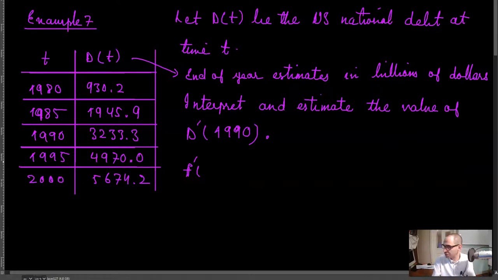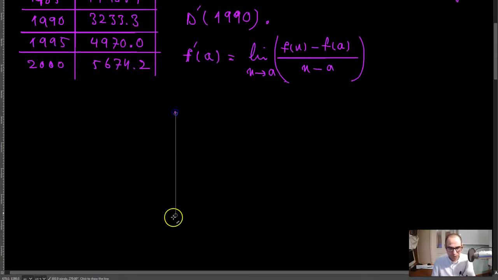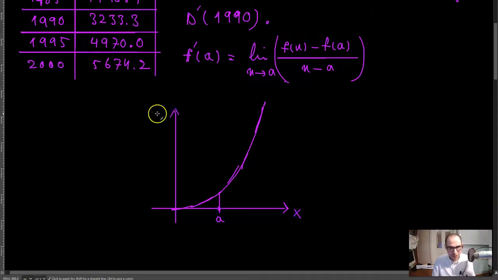of a, using the equation over here, equation number 5, if I'm not mistaken. We said that f prime of a is equal to the limit of f of x minus f of a over x minus a as x approaches a, right? And what this means is that you have some function like this, and this point is a, this is the x-axis and this is the y-axis, and this is some x, and this is f of x, and this is f of a.